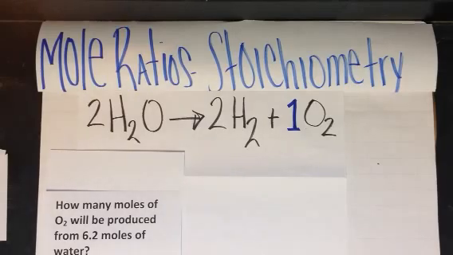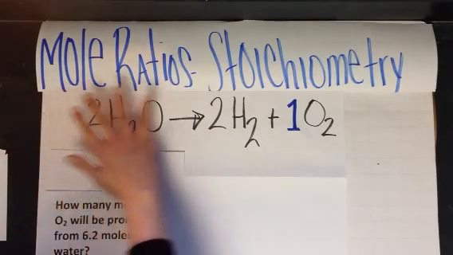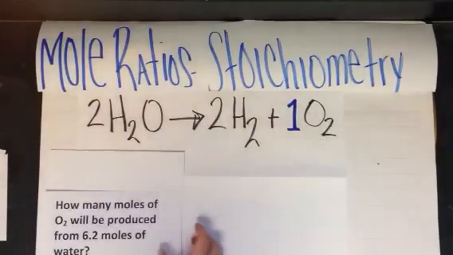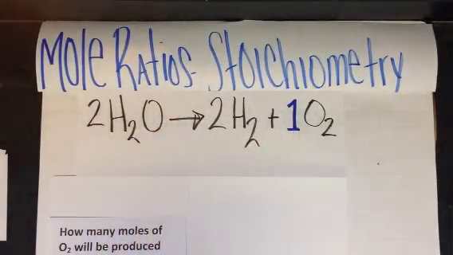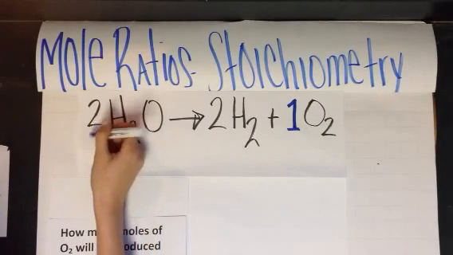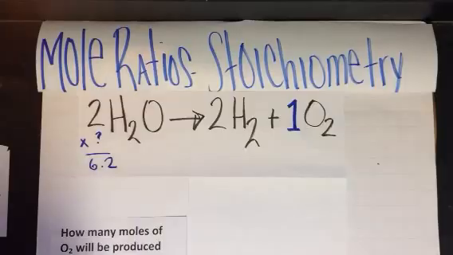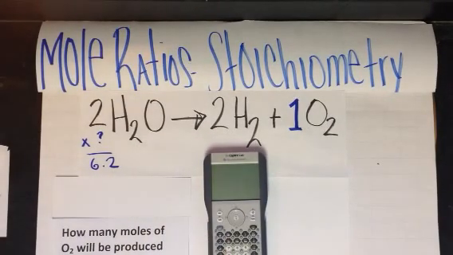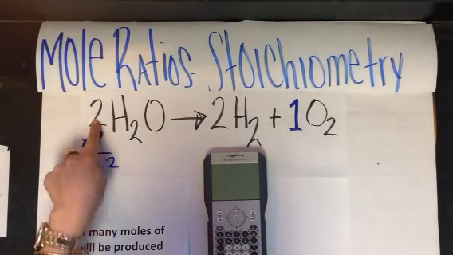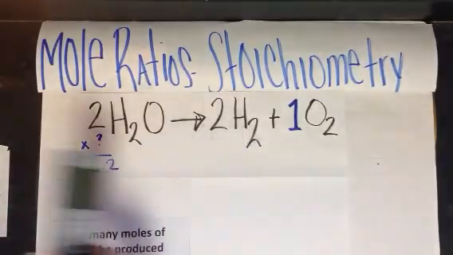But if this is what the recipe calls for, how can I fix this to reflect my new problem? Well, let me ask you, if I want to make 6.2, 2 times what will get me 6.2? Okay, let's take our calculators out and figure that out. 2 times what will make me 6.2? So what's an easy way to do this? Well, if I take 6.2 and divide it by 2, right, I get 3.1.